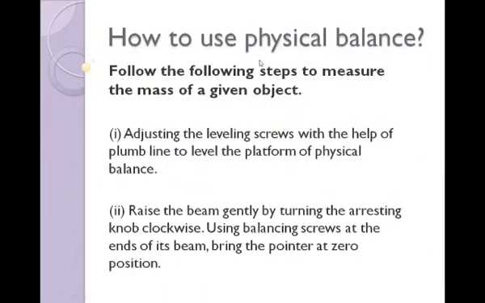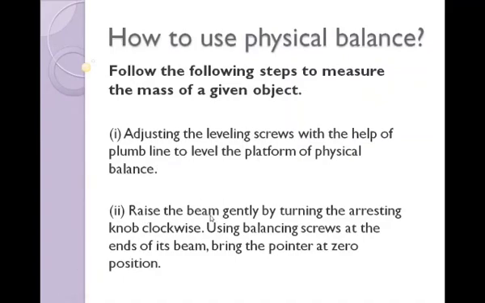Now, how to use physical balance? We follow different steps to measure the mass of any given object. First of all, adjust the leveling screw with the help of plumb line to level the platform of physical balance. If the platform of the physical balance is level, the physical balance gives us a right reading. So it is very necessary to level the platform of physical balance with the help of leveling screw.